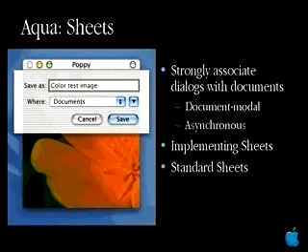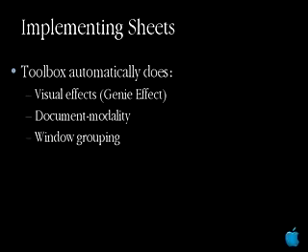So in my opinion, the absolute best feature of Aqua is Sheets. This is the way modality always should have been. Sheets are a way to associate an individual dialog or alert directly to the document to which it applies. And this is probably the individual hardest thing to implement for Aqua, but even as such, it's not very hard. The toolbox tries to take care of as much work for you as it possibly can. We run the Genie effect, we deal with the document modality, and we also deal with the window grouping. When a sheet's pulled down on a window, you can actually click the document window and move both the window and the sheet around.